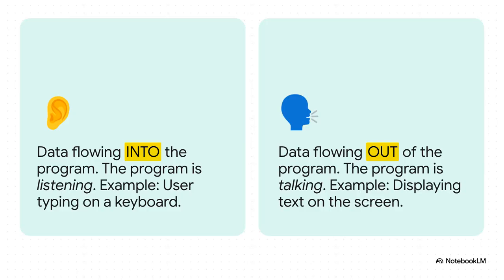Now, what's really cool about this is how it breaks down the two sides of that bridge. You've got input, which is your program listening. It's taking in data, like when a user types their age on the keyboard. Then you've got output, which is your program talking. It's showing results, like printing a message on the screen. And in C++, you're going to get to know cin for listening and cout for talking real fast. They're literally the tools you'll use to build this bridge.